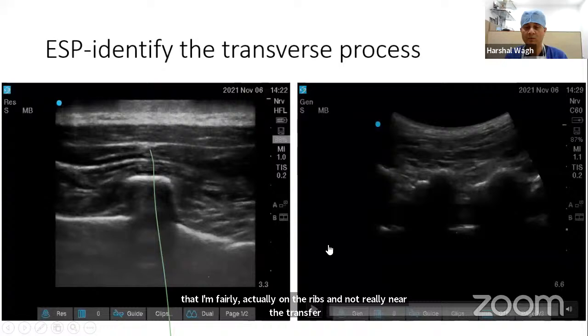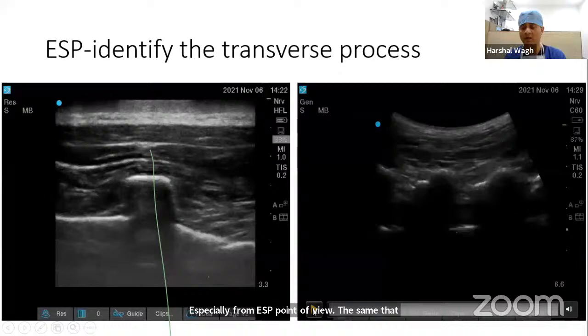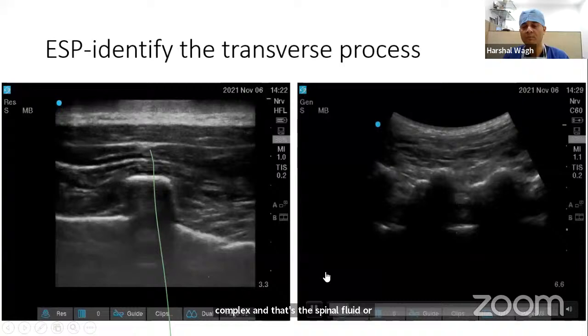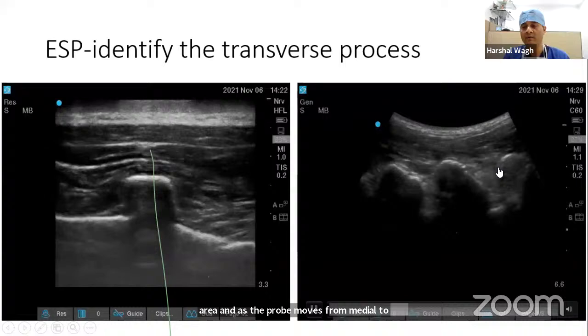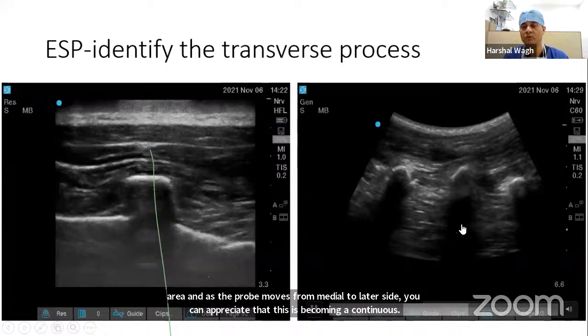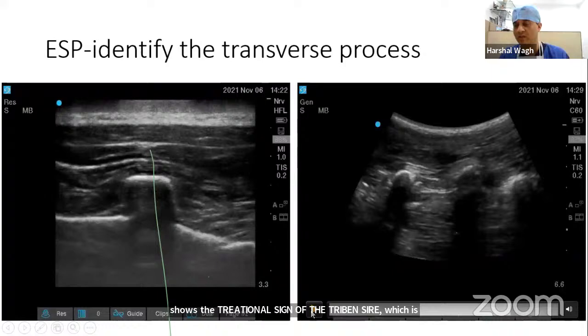You can see the same in the lumbar area; this is a curvilinear probe in a parasagittal oblique orientation, where you can see the lamina and interlaminar space, the posterior complex, the anterior complex, and the spinal fluid or spinal cord area. As the probe moves from medial to lateral, you can appreciate that this becomes a continuous line where the lamina is complete, and then it comes back and shows the Trishul sign or trident sign, which is basically your transverse process. That is again important to identify.